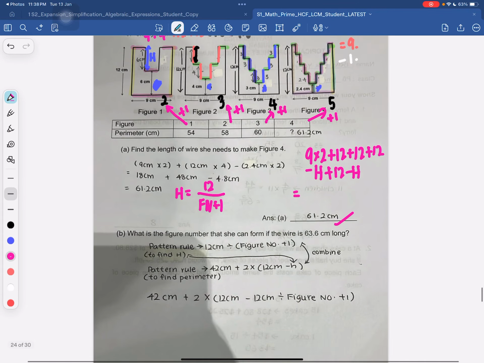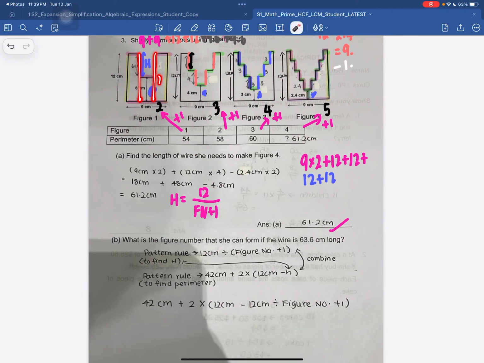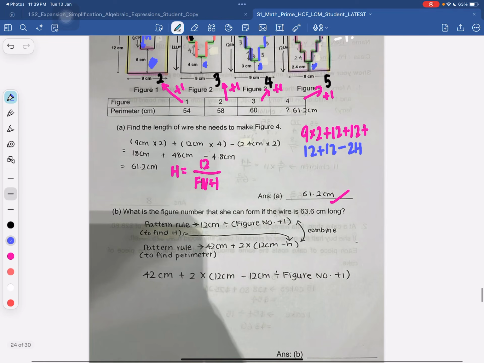Or another way is you can just think of it as plus 12 plus 12. So you treat it like 12 here, then you minus away the H here. Basically just minus 2H, it will be easier. Algebra, like when you put it as an expression, correct. Then we get these 2 parts, which is the last part of the perimeter. So let's calculate all this first. 9 times 2 plus 12 plus 12 plus 12 plus 12, we get 66. Minus 2H, and that will give us a perimeter of 63.6.